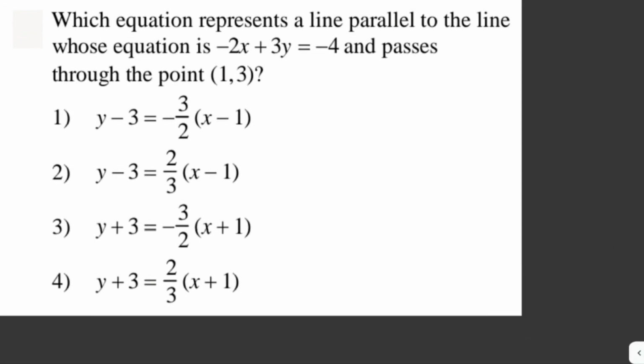Which equation represents a line parallel to the line whose equation is -2x plus 3y equals -4 and passes through point (1, 3)? We're given here the first line, and we need to write the equation of another line which is parallel to this line. So again, when two lines are parallel, the slopes are equal. So we need to find the slope of this line. We can write this in the slope-intercept form, y equals mx plus b.